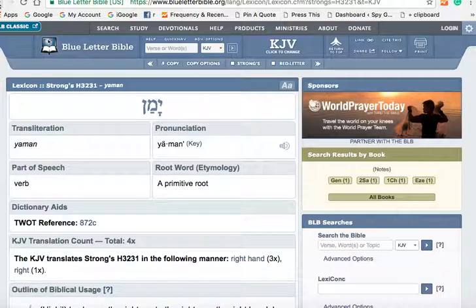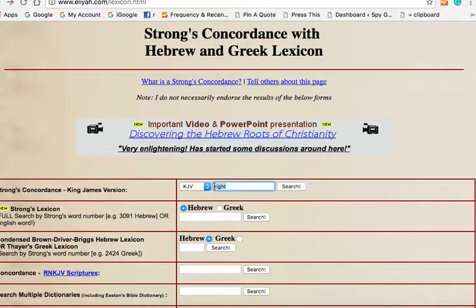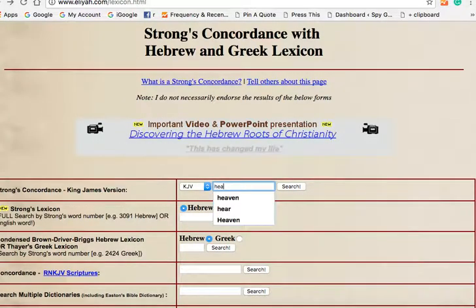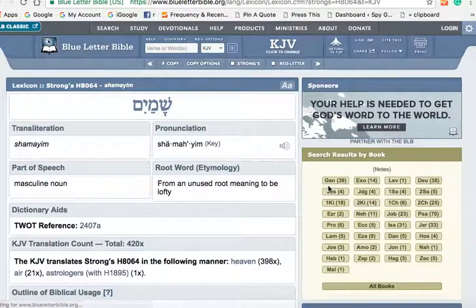So now let's go back, and we do heaven again, and we do a little search, and we come up with Shamaim again. So pretty much now we have two different observations of what Shamaim might mean. One is to hear right or rightly, and the other one is a place in the sky.